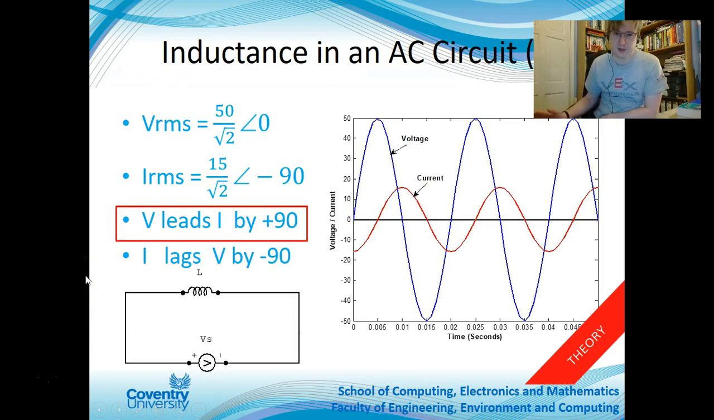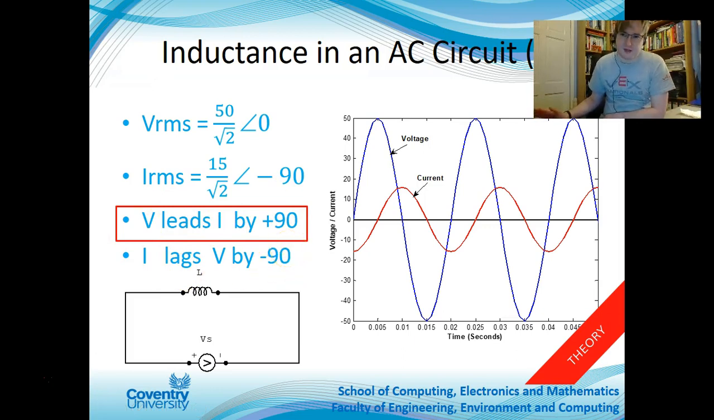Okay, so now let's look at an inductive circuit. Here we have just a power supply and an inductor. As you can see here, it's not in phase any longer. Here we have our voltage, and here we have our current. You can see that the voltage reaches its peak before the current reaches its peak. So the voltage leads the current by 90 degrees, or the current lags the voltage by 90 degrees.